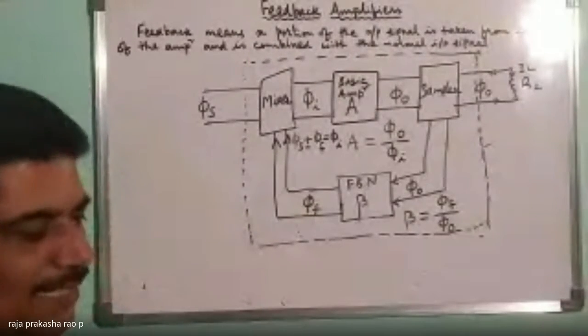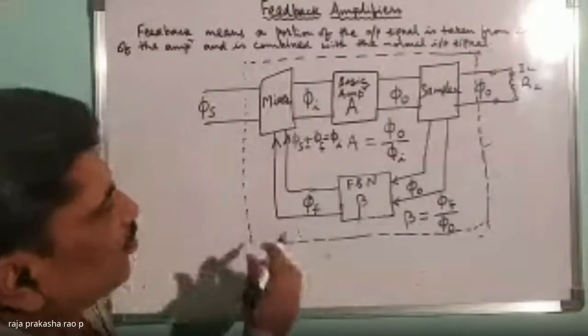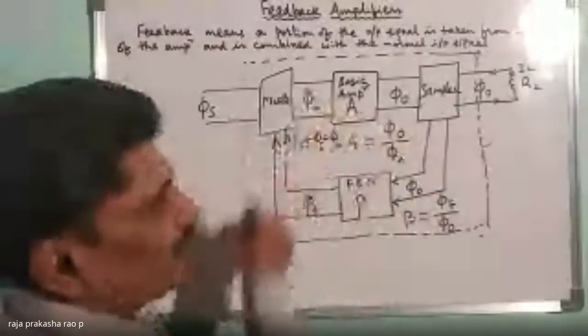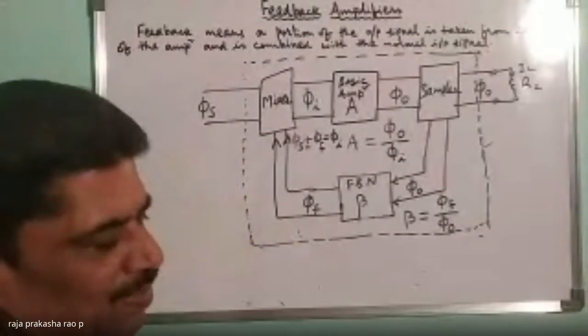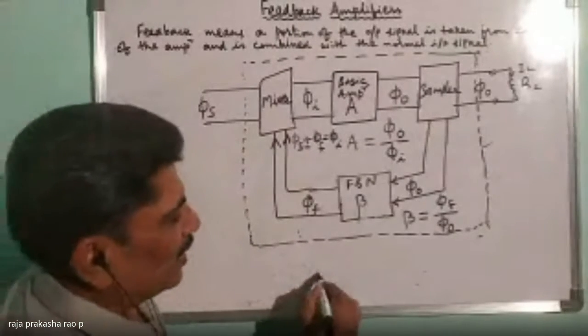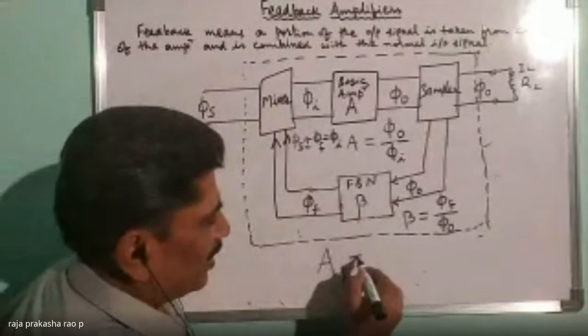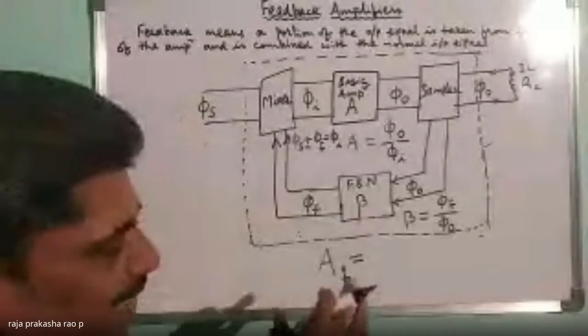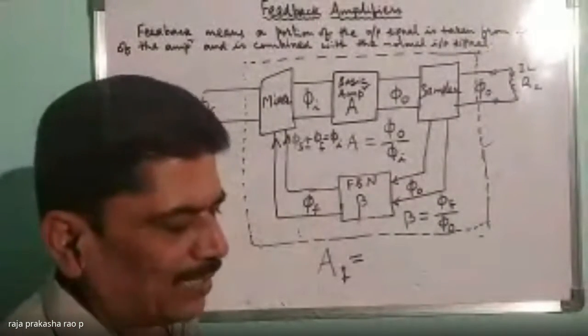So this dotted line indicates what? Dotted line is feedback amplifier. Okay. So for this feedback amplifier, what is the gain? You tell me. Let AF be the gain of the feedback amplifier. So for this amplifier, what is output and what is input? You tell me.